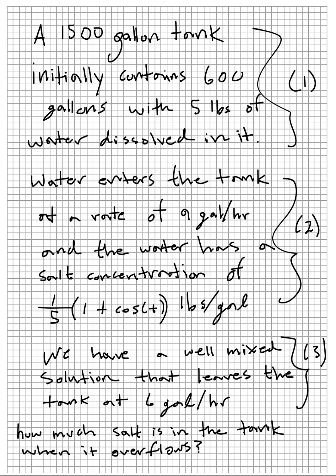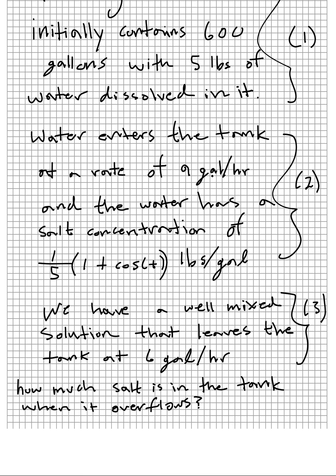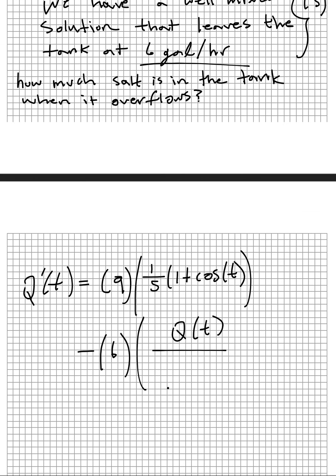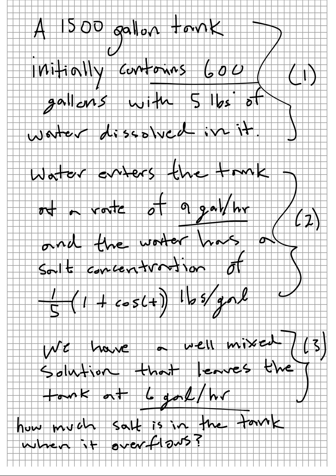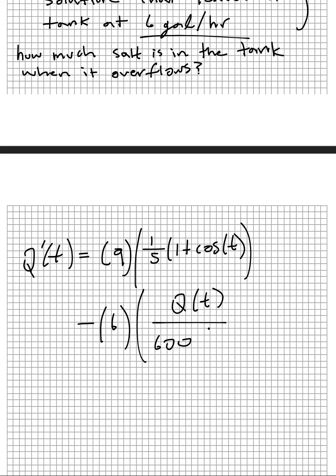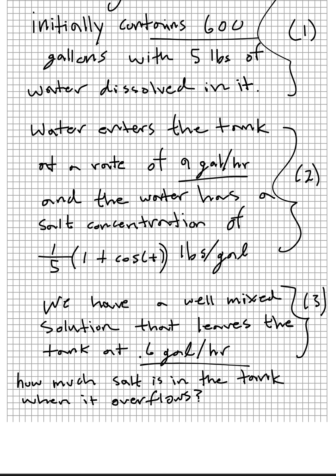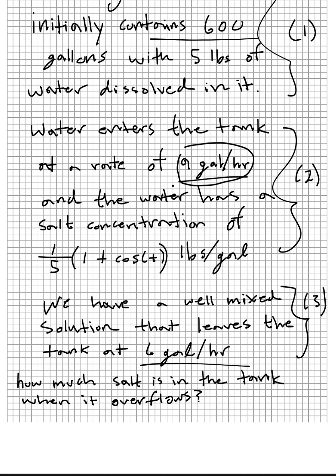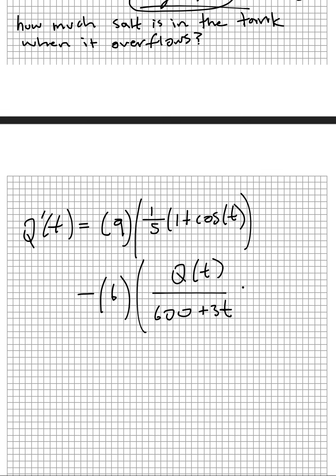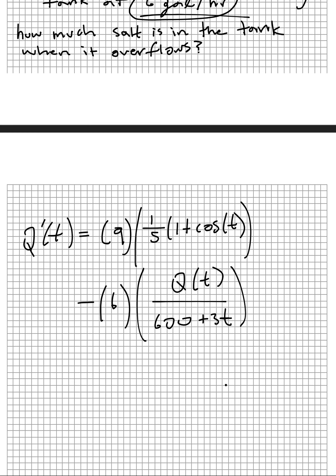So let's think about where that comes from. We have 600 right here. And then where does the 3 come from? It comes from the difference between 9 gallons and 6 gallons. So 9 minus 6, that's where it comes from. I want you to make sure you know that. 600 is the initial gallons that we start with, and then plus 3 times t. That just comes from the difference between the rate at which water enters the tank and the rate at which it leaves. That's where the 3t comes from. So that's our differential equation.